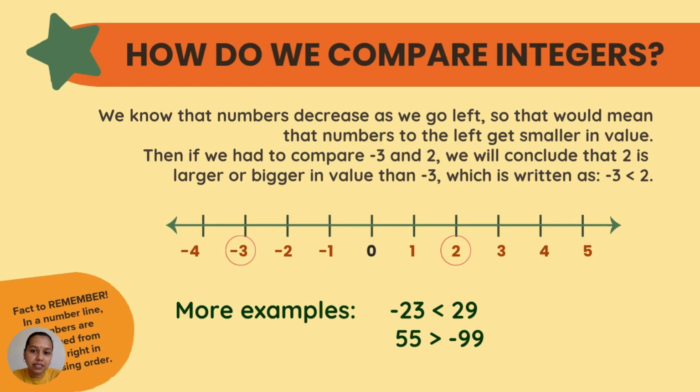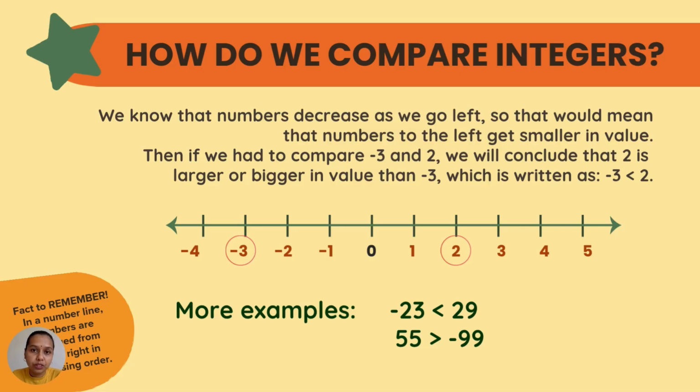How do we compare integers? So we know that numbers decrease when they go down to the left. This would mean that the numbers in value would also decrease, going to the left. If we had to compare two numbers such as negative 3 and 2, we would conclude that 2 is bigger or larger in value than negative 3. So it will be written as follows: negative 3 is less than positive 2. And in the number line, it shows you an example of how it works.